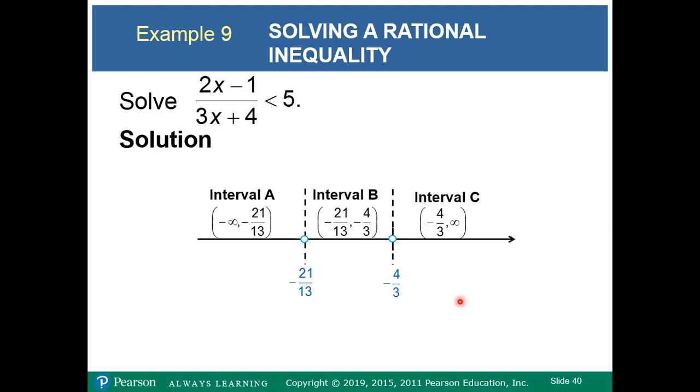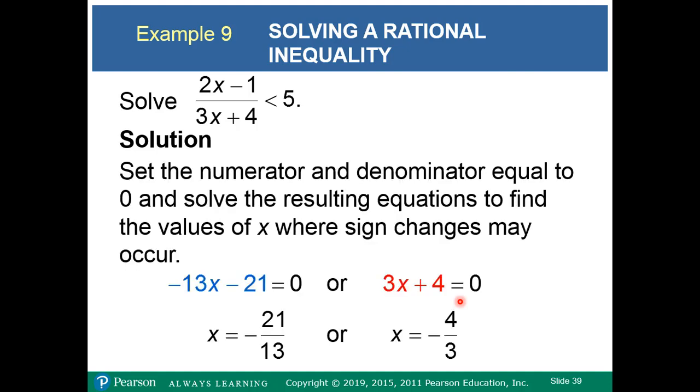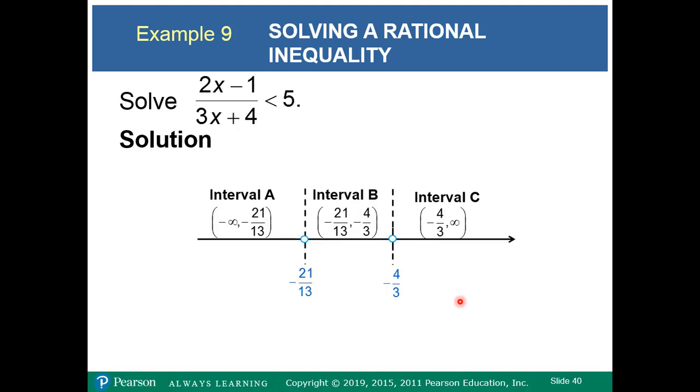So now this is what we're going to do. Here, negative 4/3, look at it, it's a strict inequality, so both of these are going to have open circles. We're not including this one because it's a restricted value, and we're not including this one because it's a strict inequality. So now we're going to do our test points.